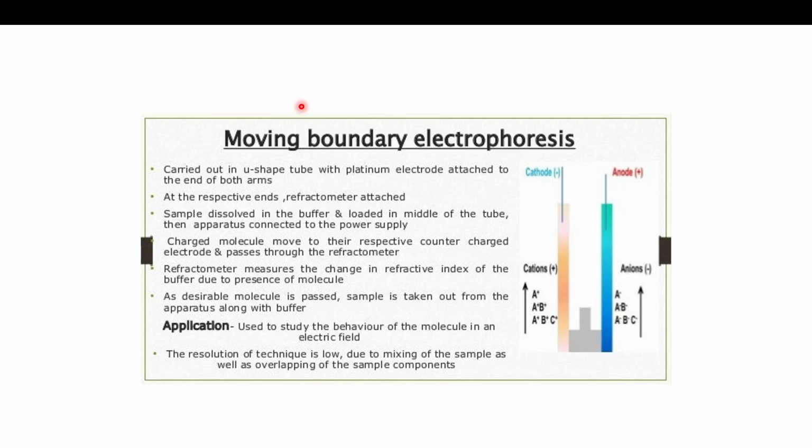Okay. Now, there's moving boundary electrophoresis and zonal electrophoresis. Moving boundary electrophoresis, as the name suggests, doesn't have any solid or support matrix. The electrolyte is moving. So what happens here is this is carried out in a U-shaped tube, this one, with platinum electrodes attached to the ends of both arms. At the respective ends, a refractometer is attached. A refractometer monitors the differences in refractive indices.